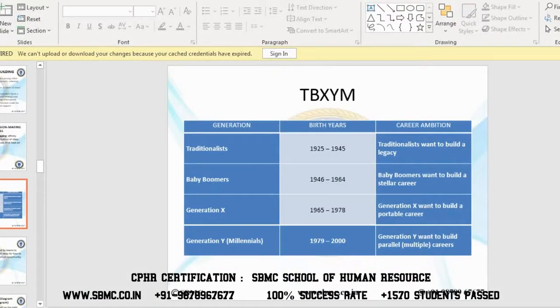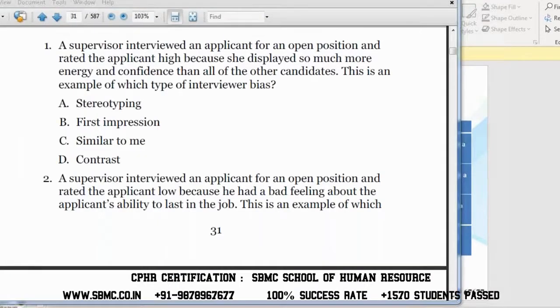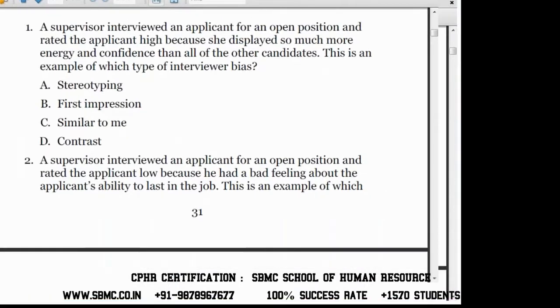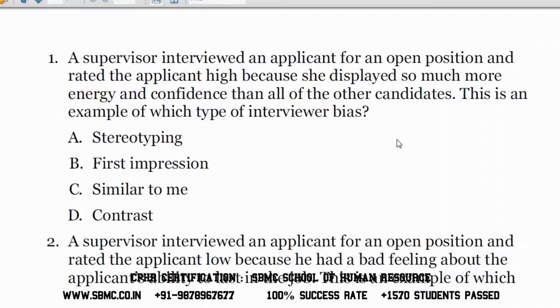Are we ready for the question bank? Yes. So you see the question is available on the screen. We have not done this before, right? Please check.